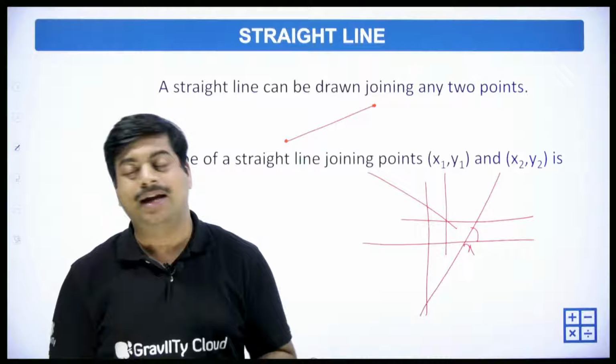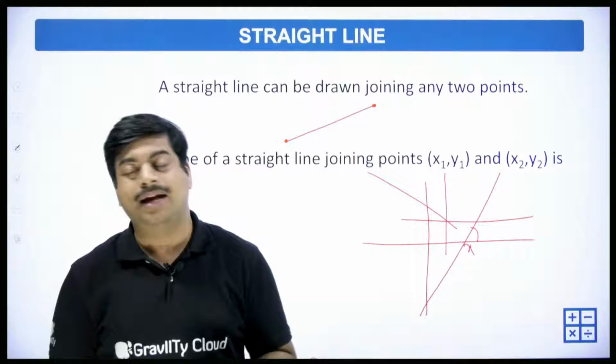The slope of a line joining 2 points is given by slope equals (y2 minus y1) by (x2 minus x1). y2 minus y1 by x2 minus x1. This is a very important and very useful formula.